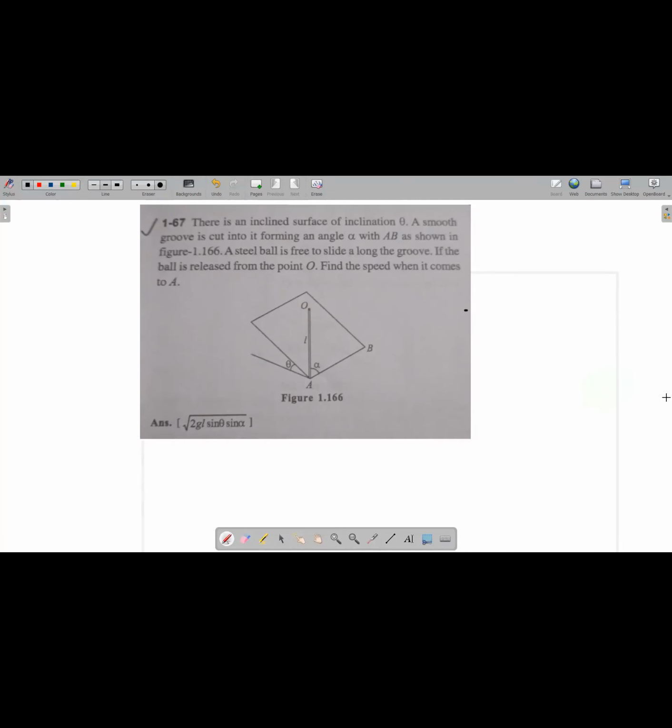No, sir, because it says inclined plane, but the surface is not. It says that there is an inclined surface of inclination theta. Suppose this is your inclined plane and this is the ground, right? So this angle is theta. Understood? A smooth groove is cut into it, forming an angle alpha with AB as shown in the figure.